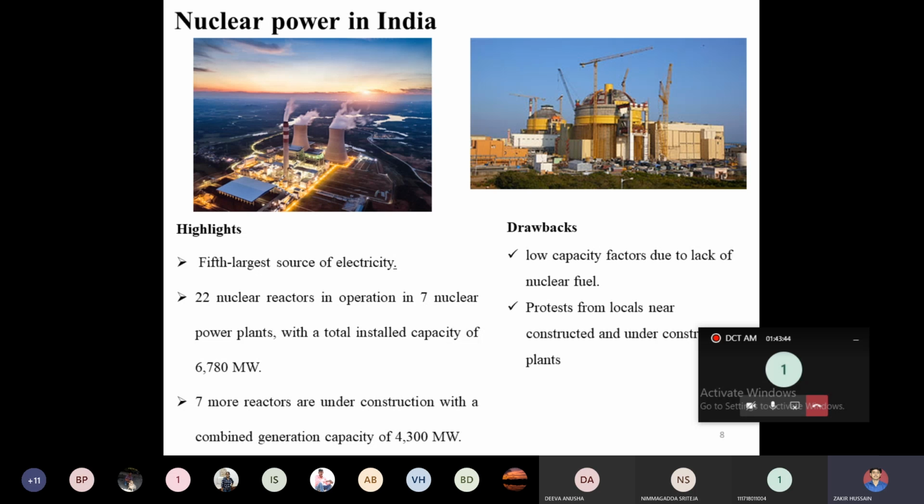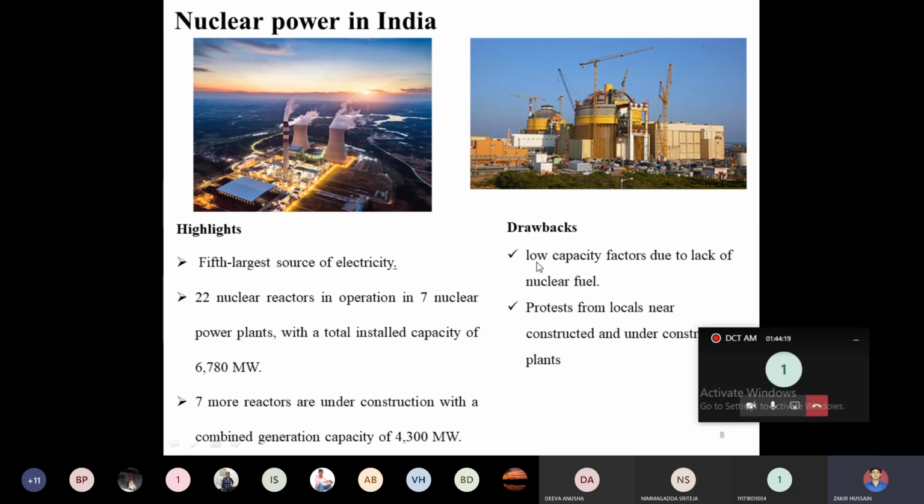So the drawback is the low capacity. Due to the lack of nuclear fuel, directly fissionable fuel like uranium, we are using very low capacity of these power plants. The power plant capacity is around 6780 megawatts, but we don't have a nuclear fuel like uranium, so we can't use the maximum capacity of 6780. We are using a low capacity compared to this 6780. So this is the major drawback.